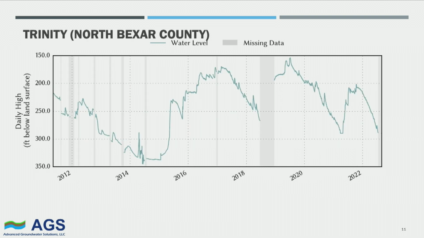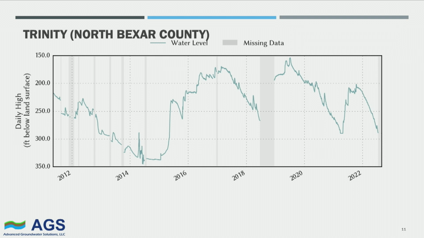Here's a really interesting one. This one is in North Bexar County, and if you look at the DFC for the Hill Country, it's 30 feet of drawdown in the Trinity out to 2060. When you look at this well, it goes from 200 feet in 2012 down to 350, back up to almost 150, and then back down.